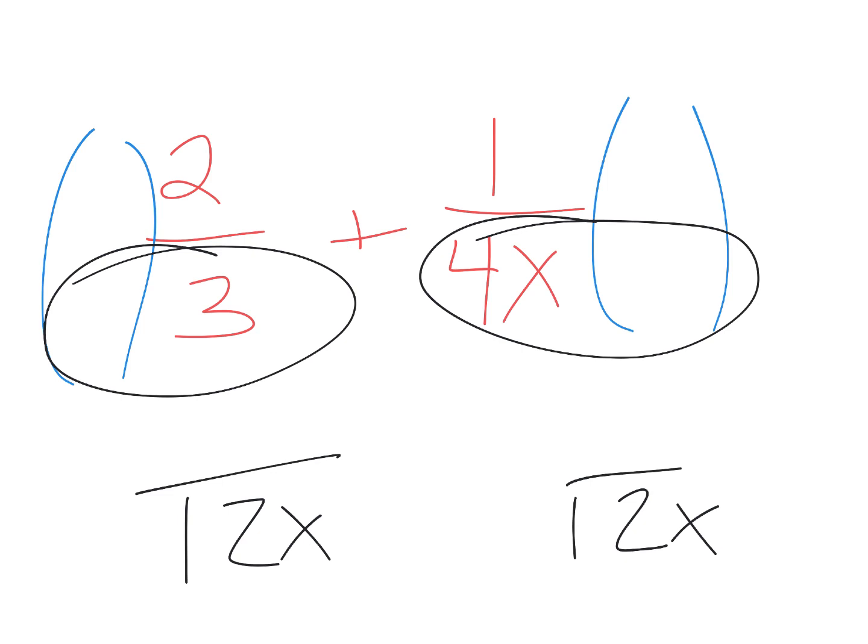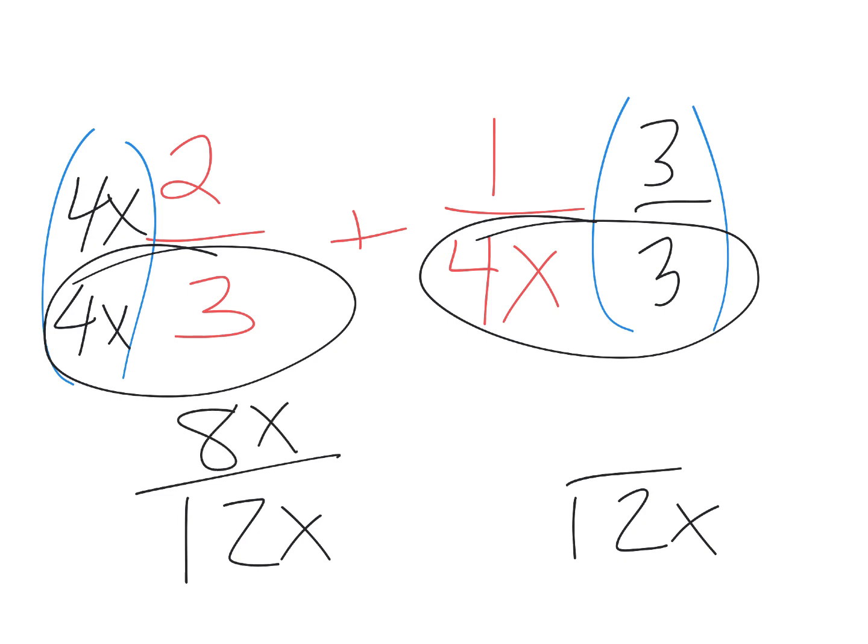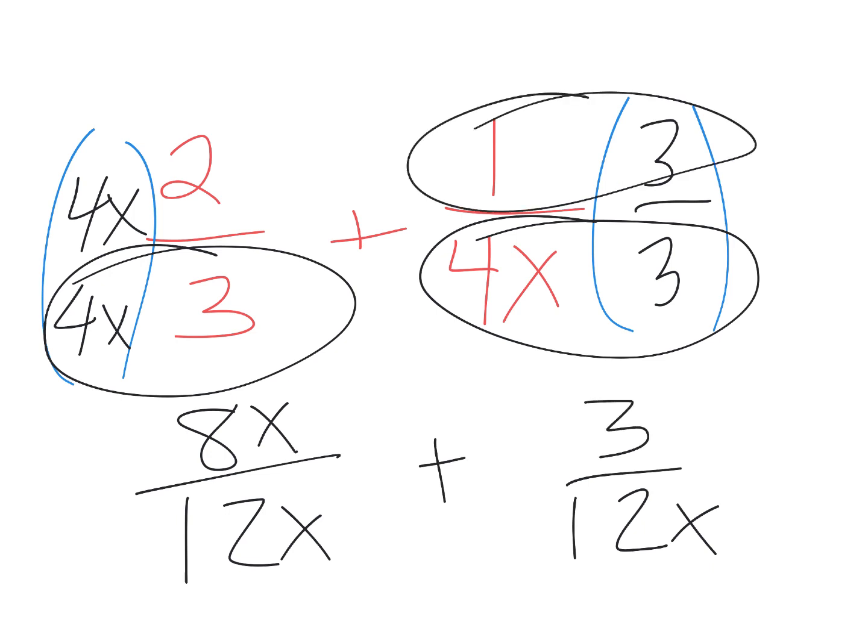So Joey, what do you think I should multiply by to get 12x to come up? On the right, you're going to times by 3. Very nice. On the left, 4x. On the left, nice. And then that makes 8x over 12x plus 3 over 12x. Mr. Moore, can you tell me the final answer?